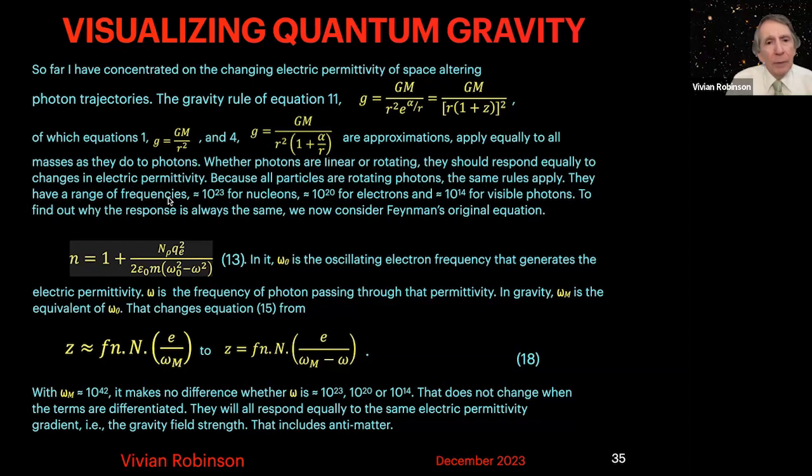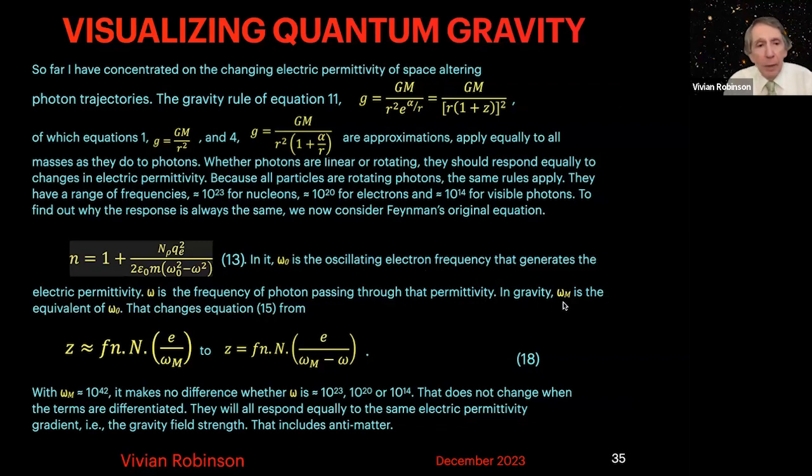And they have a range of frequencies, approximately 10^23 for nucleons, 10^20 for electrons, 10^14 for visible photons. To find out why the response is always the same, we now need to consider Feynman's original equation. In this, omega naught is the oscillating electrons' frequencies that generate the electric permittivity. Omega is the frequency of the photons passing through that permittivity.